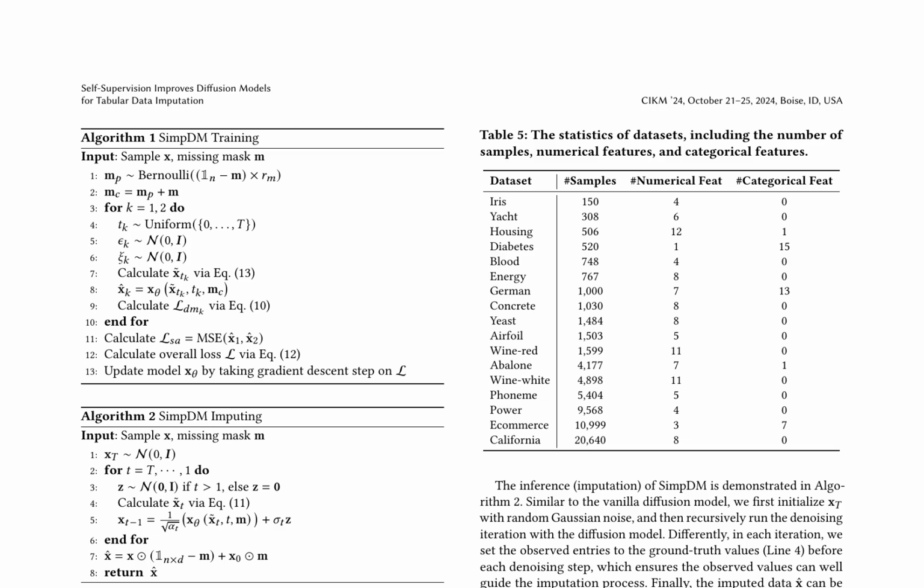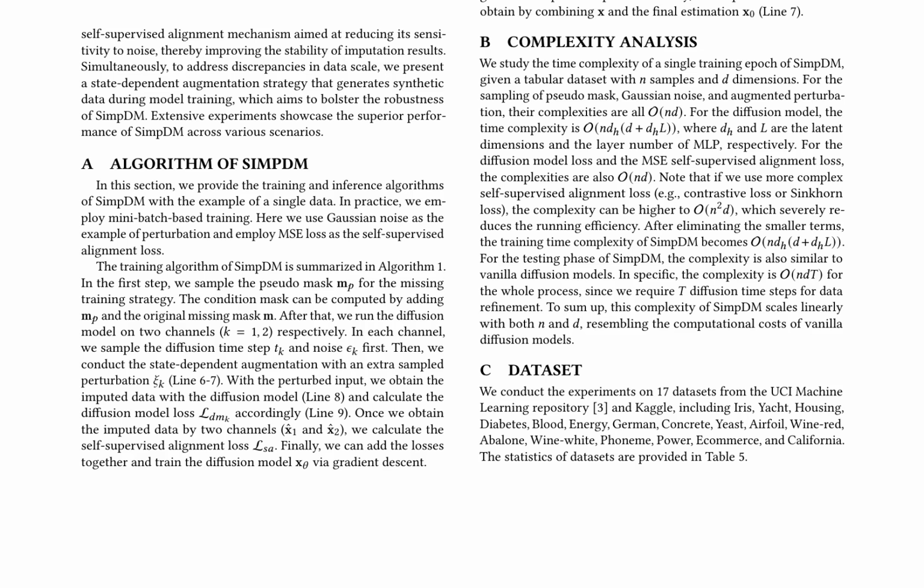Here is the combined summary of pages 9 and 10. The paper presents SimpDM, a self-supervised diffusion model for tabular data imputation. The model aims to reduce sensitivity to noise and improve the stability of imputation results. The training algorithm of SimpDM involves sampling a pseudo-mask, running the diffusion model on 2 channels, and calculating the self-supervised alignment loss. The inference algorithm initializes the input with random Gaussian noise and recursively runs the denoising iteration with the diffusion model.